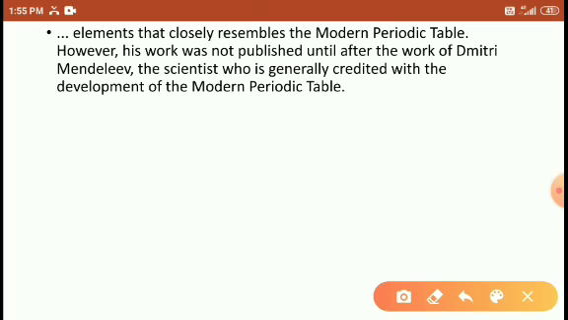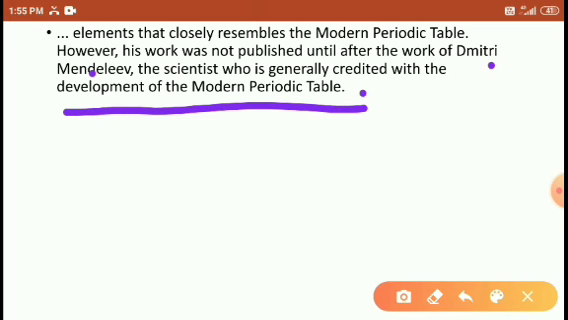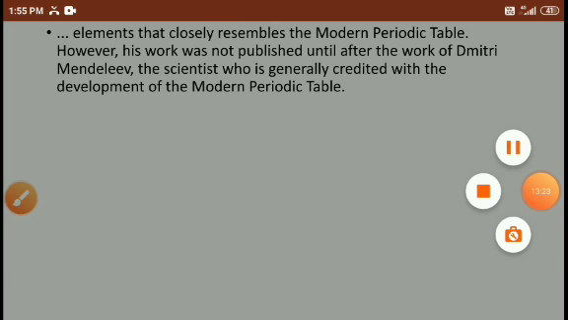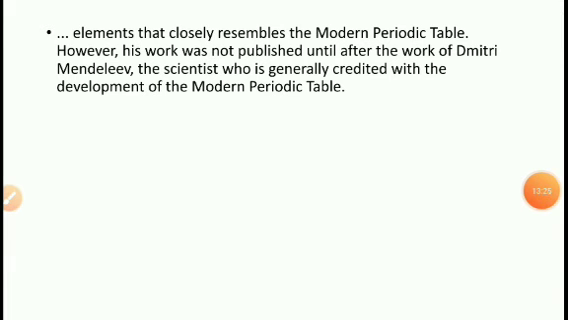After the work of Dmitri Mendeleev, he got the credit for the development of the modern periodic table. What is the modern periodic table and how he arranged it, we will discuss in the next topic, students. Thank you, students.